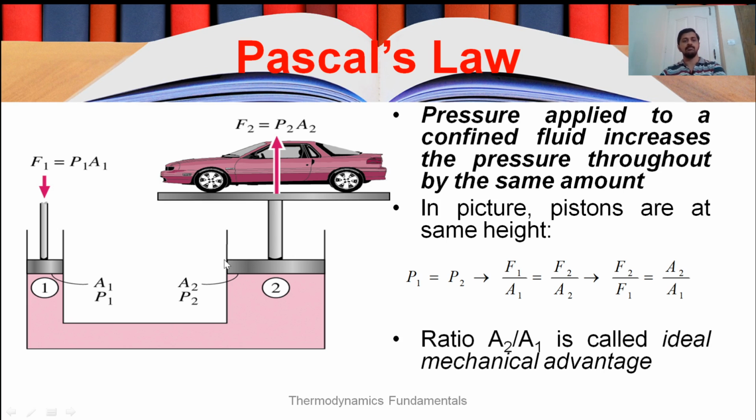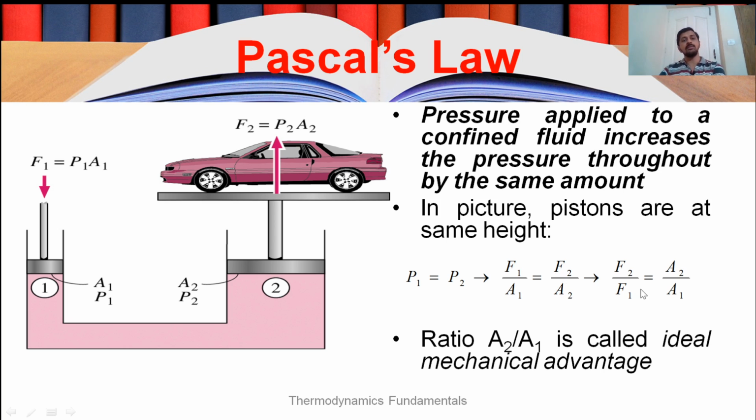You can see here the points 1 and 2. Points 1 and 2 are at the same horizontal level, and they are connected by the same fluid. So obviously 1 and 2 will have the same pressure, right? P1 equals P2. Now what is pressure? It is the normal force exerted by a fluid per unit area. So mathematically it is F by A. At point 1 it is F1 by A1, and at point 2 it is F2 by A2.